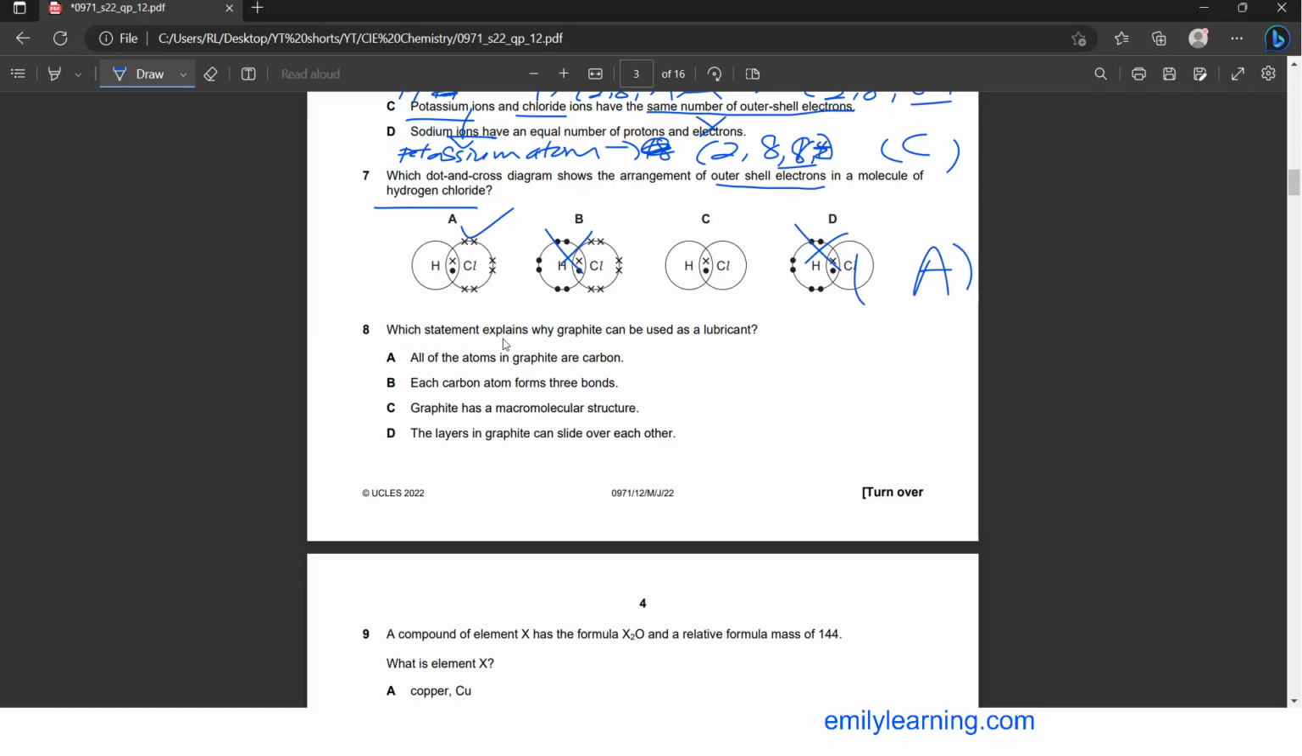Question 8. Which statement explains why graphite can be used as a lubricant? Graphite can be used as a lubricant because it is slippery, because the layers of atoms in graphite can slide over each other. So the answer is D.